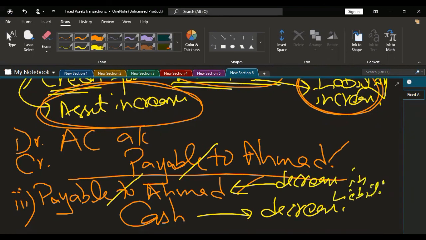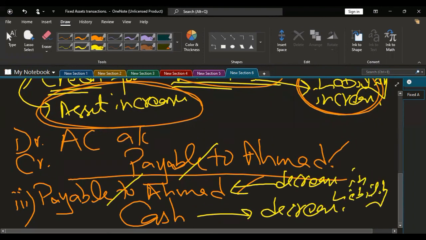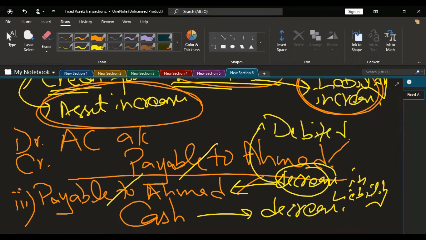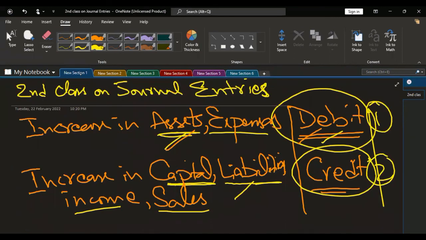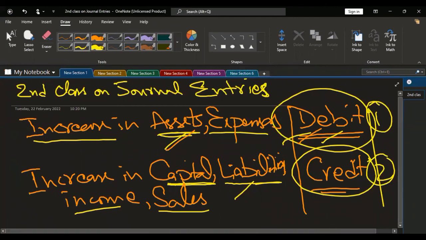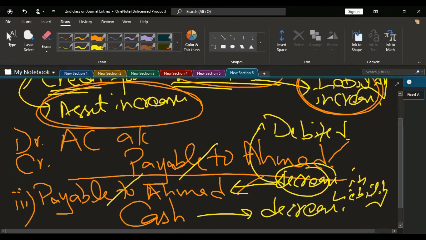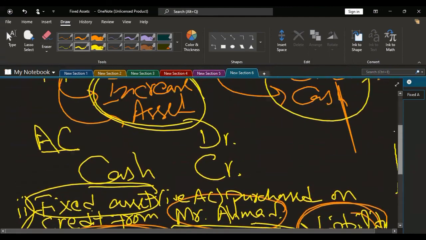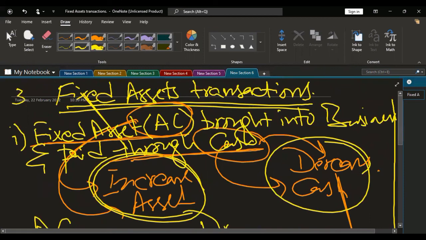So if increase in liability is credited, then decrease in liability will be debited. You can take this example on the contrary basis or vice versa. I have already mentioned increase in asset and expense will be debited. It means that decrease in asset and expense will be credited, and decrease in capital and liabilities will be debited. So these are fixed asset related transactions.